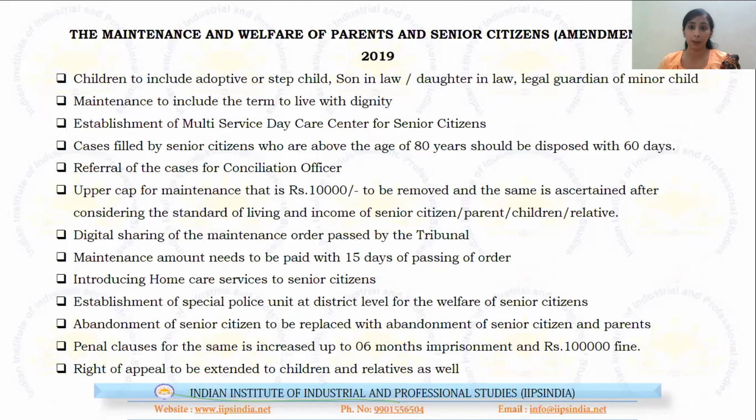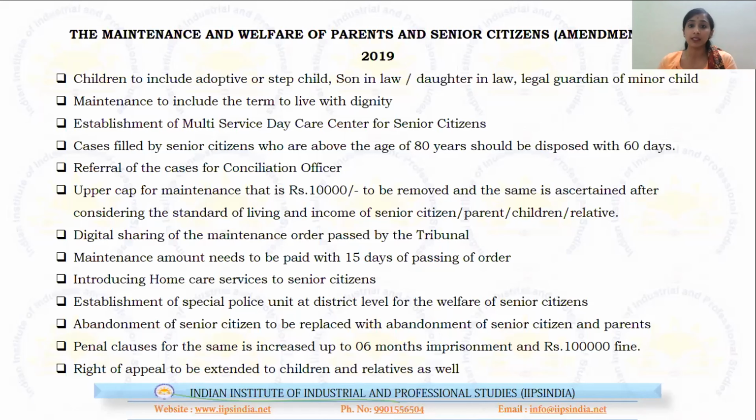Next, it speaks of maintenance. As we have seen, the term maintenance includes only around 4 to 5 terms. But this amended bill is going to increase the vastness of the definition of maintenance by including the term living with dignity. So this will cover all aspects, not only medical treatment or food or shelter, it will also include any other facilities.